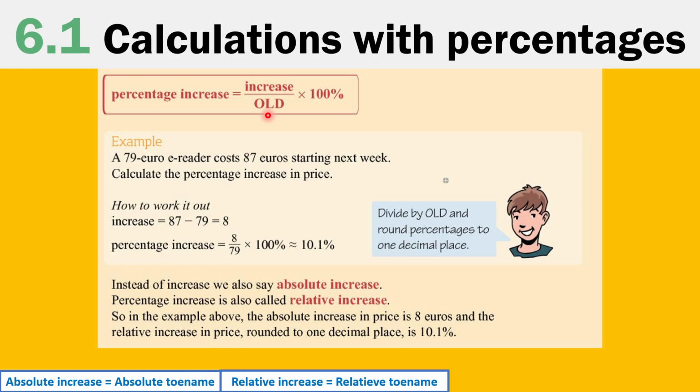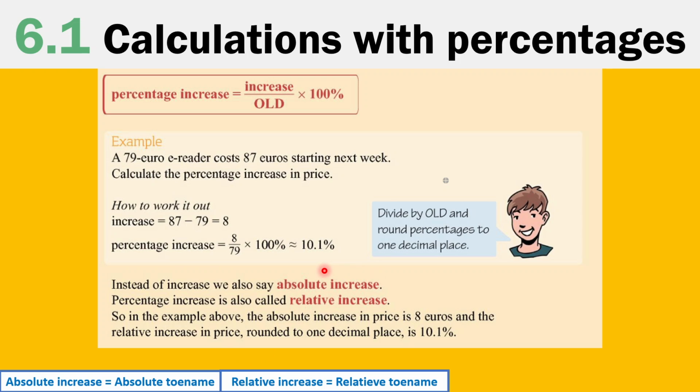Instead of increase, we sometimes also say absolute increase, and instead of percentage increase, we sometimes say relative increase. In Dutch, this is called een absolute toename, absoluut als in cijfers, en relatieve toename, de relative increase, heeft eigenlijk te maken met wat nou als ik mijn toename vergelijk met mijn originele prijs. Relatief betekent in vergelijking met. So relative here means that I'm going to compare my increase to my old price.